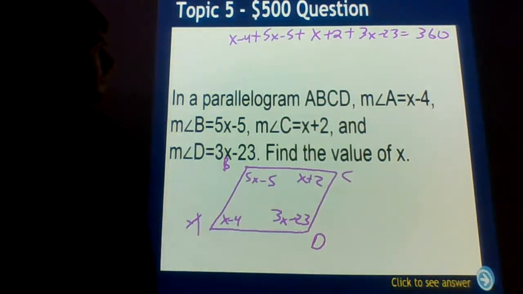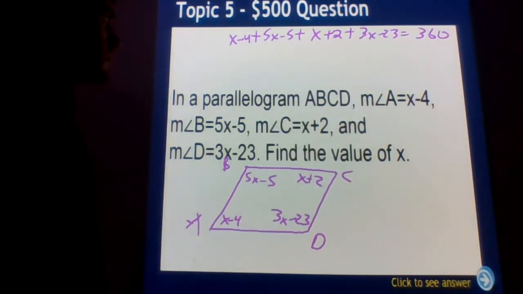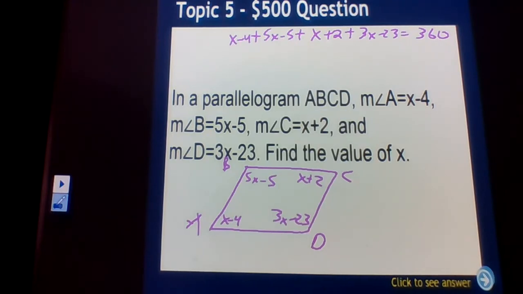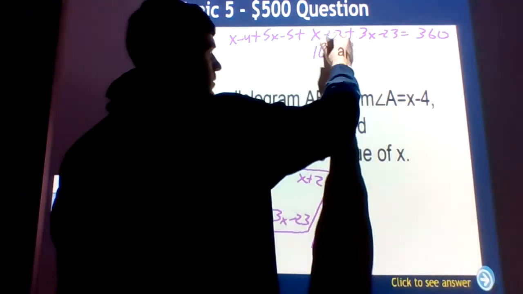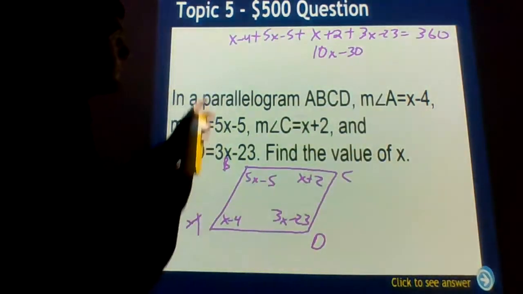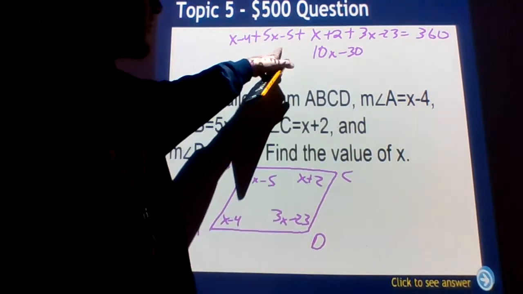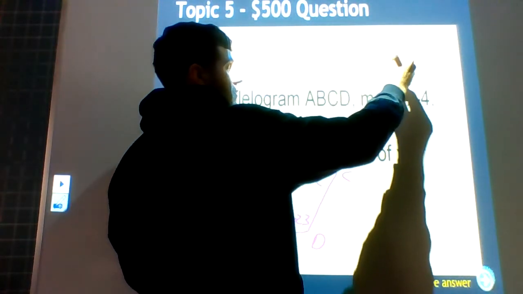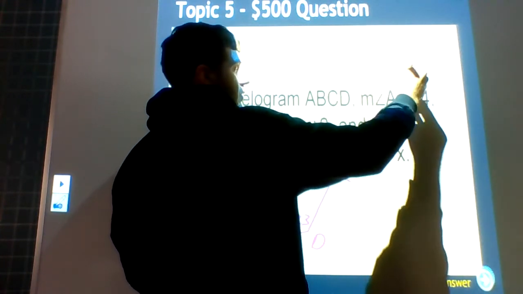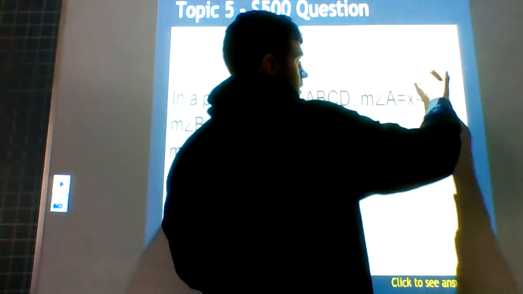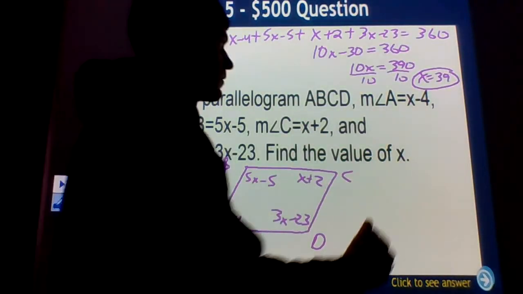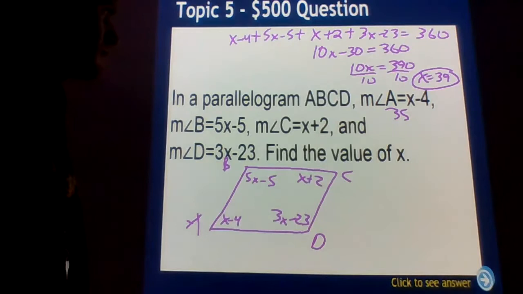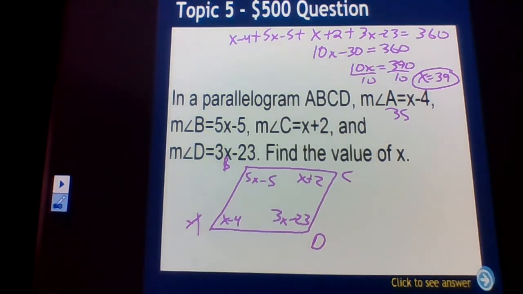So that's going to be 10x minus 30, right? 10x minus 30 is 360. So that's 10x equals 390, divided by 10, x is going to be 39. And we could plug that back in.